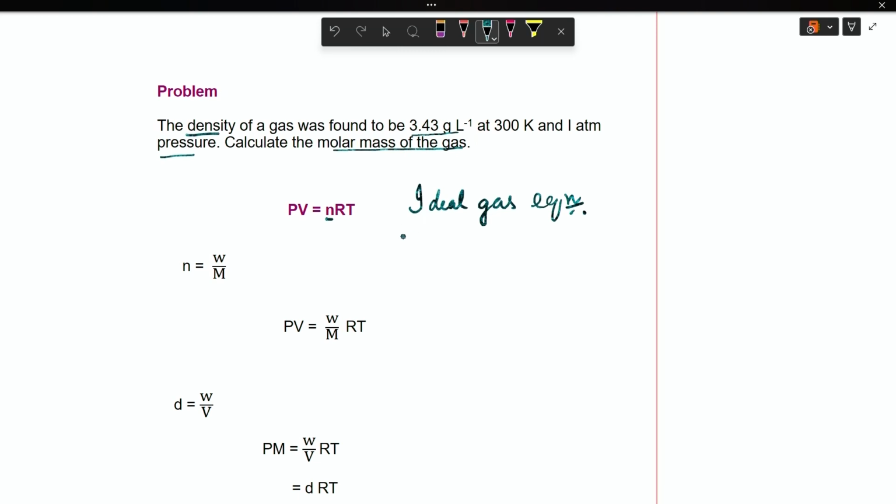Okay. Now, to get molecular mass, the only option is n, because n means number of moles, and number of moles n is equal to mass of a substance divided by molecular mass. Mass I can represent as w and molecular mass as capital M. So, I can substitute n as w by M, where M stands for the molecular mass.